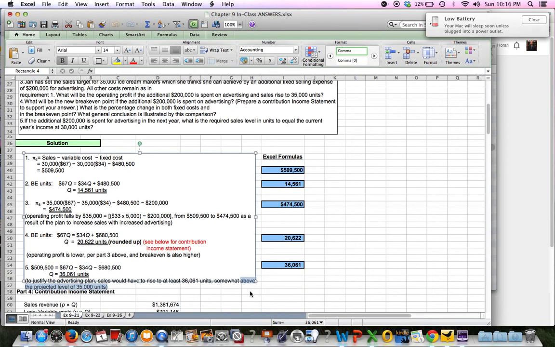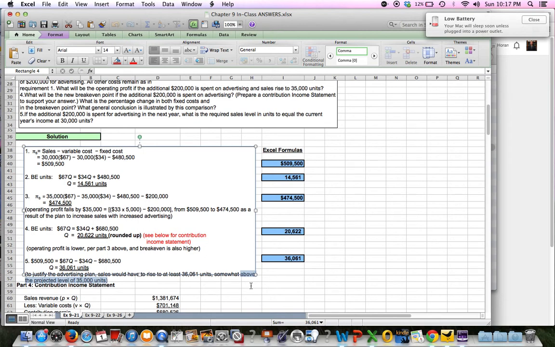And I should break that out just a little bit more, and so you can see how that turns out. $509,500 is basically her base profitability, equals 67Q, which is her sales price, minus her $34 variable cost, minus her new fixed cost of $680,500. So she'd have to sell 36,000 units to at least have the same profitability as 35,000 units. So she's got to sell 1,061 more units than 35,000 to maintain the same level of profitability.